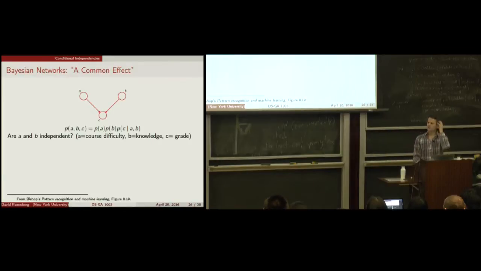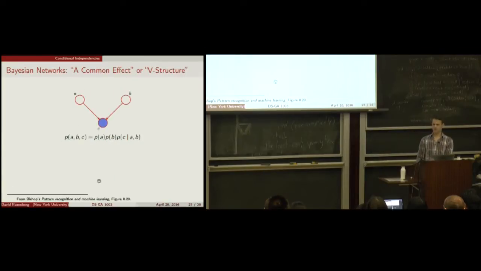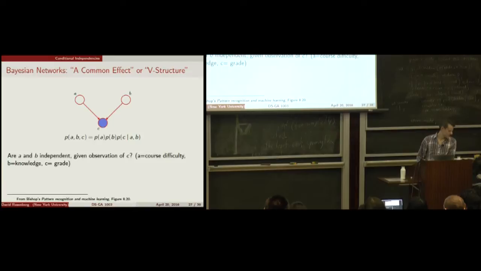So independence. Do we think A and B are independent? Yeah, marginally I would say they are independent, and yes, we can show this directly from the factorization. Now how about if we observe C? Are they independent then? So C is the grade. We all know someone's grade, and then we find out how hard the course was. Does that tell us any more information about how knowledgeable they were, more than the grade told us in the first place? That's kind of the question.